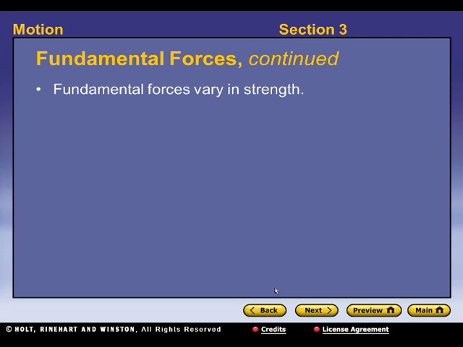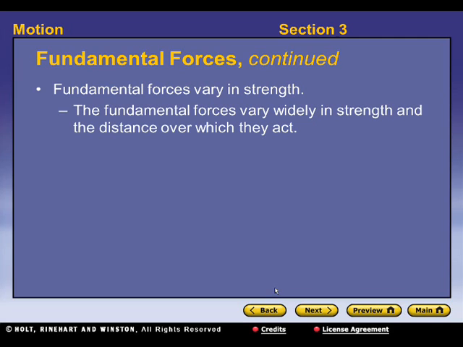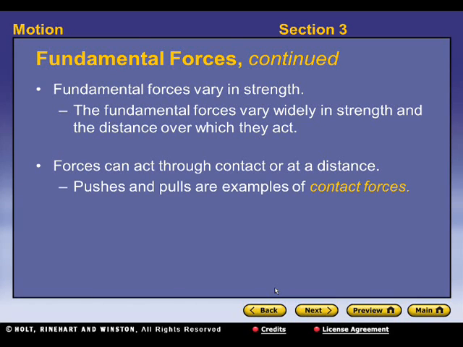Okay, fundamental forces vary very widely in strength, and in the distance over which they act. They can act through contact, which is direct physical contact, or over distances like gravity. If you jump off of something, you're not in contact with the earth, but it still pulls on you. That's why you accelerate toward the earth.